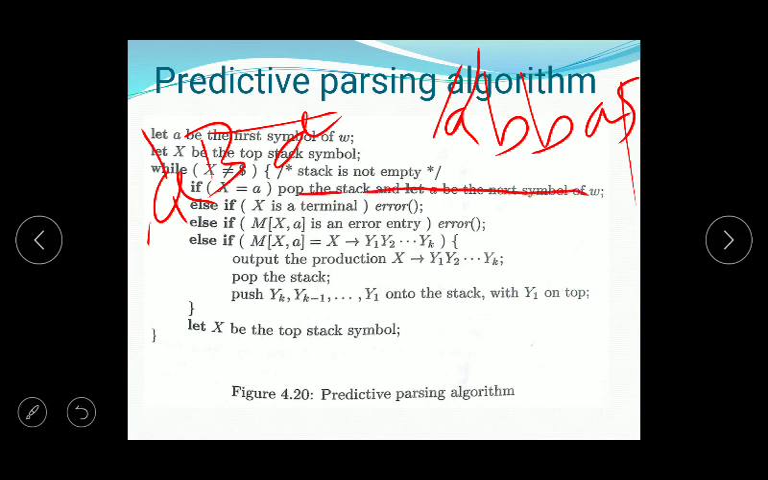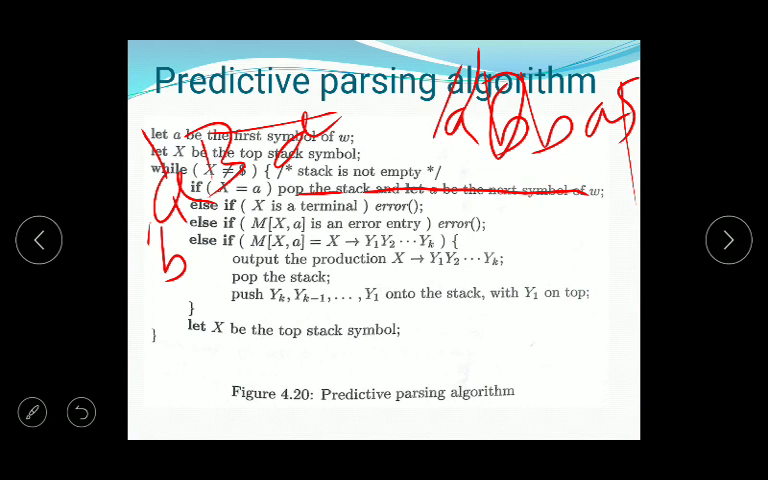Pop the stack and let A be the next input symbol. Means in our example, B is the next input symbol. Then there are 3 else if cases. Okay, we'll consider that also. If X is a terminal, here A, or another terminal like B, then it is an error.